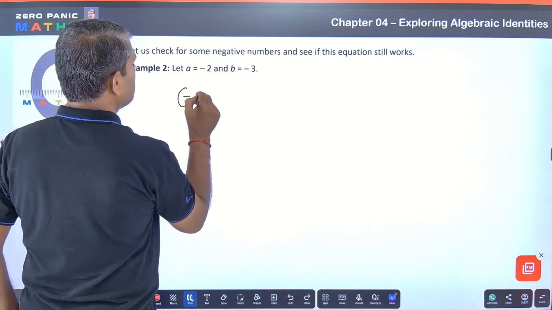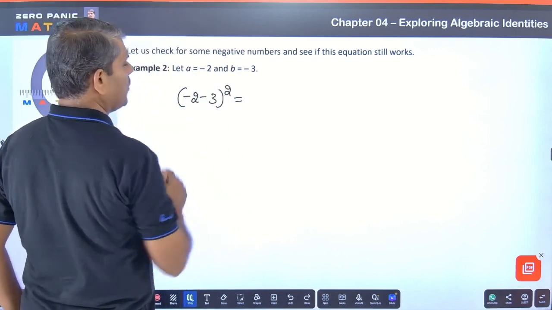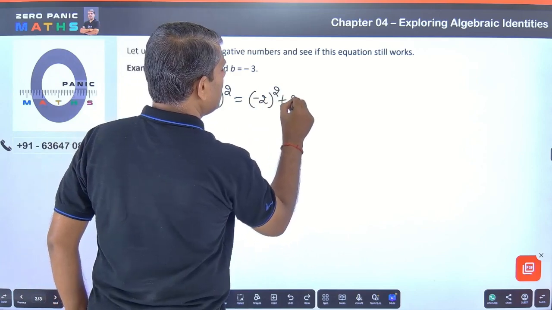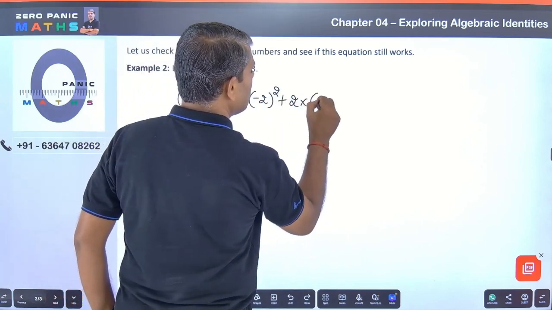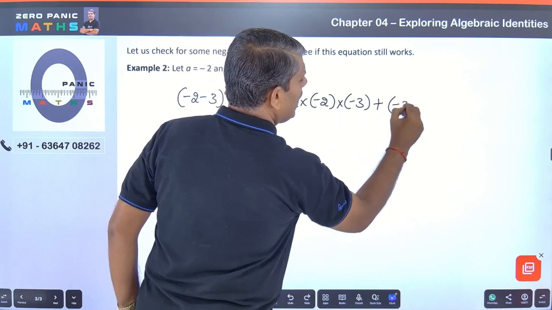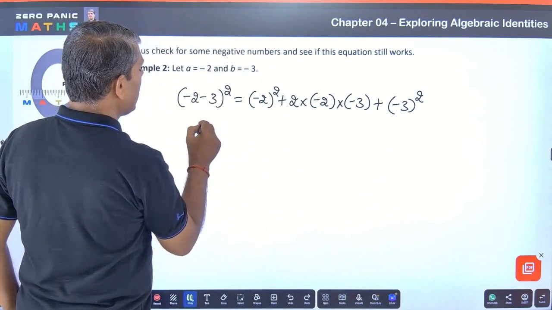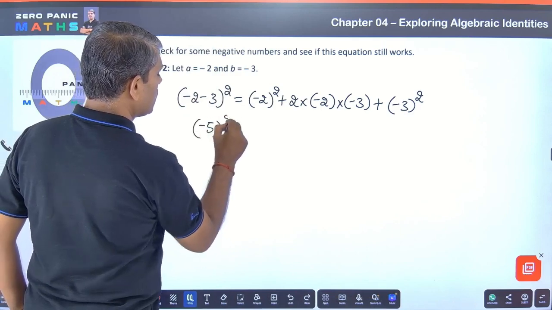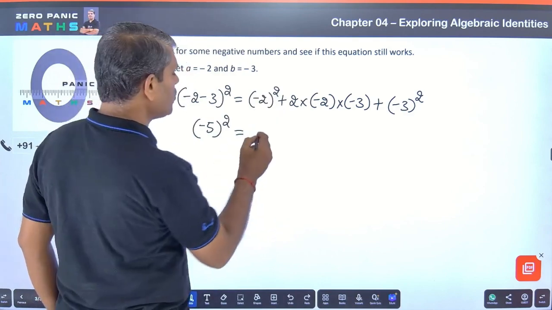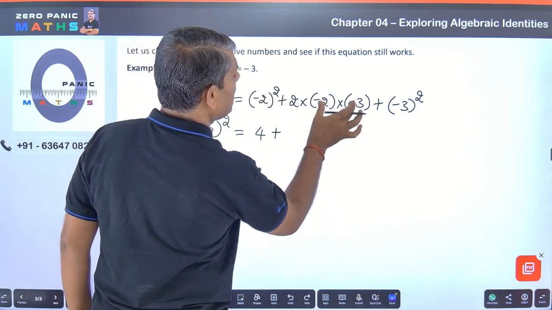What is A plus B whole square? That is -2 -3 whole square. This is A plus B whole square. And what is A square plus 2AB plus B square? A square, which is -2 square, plus 2AB, that is 2 multiplied by -2 into -3, and plus B square. B square is -3 square. Hope you are getting it. Now -2 and -3, that is -5 whole square, is equal to -2 whole square, that is -2 into -2, which is +4. Correct. Now this minus and this minus will multiply each other and make it plus.